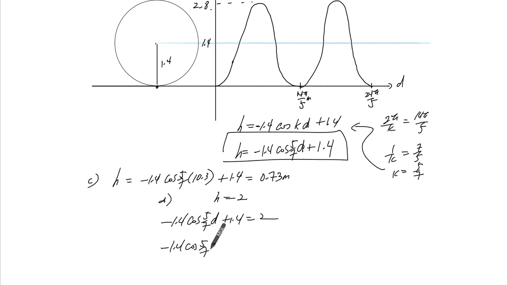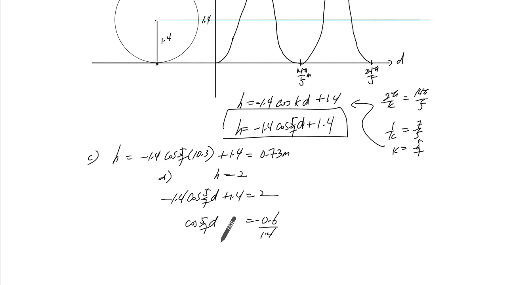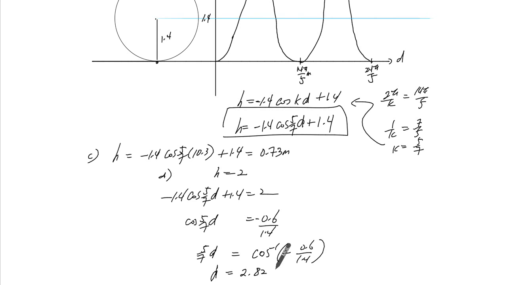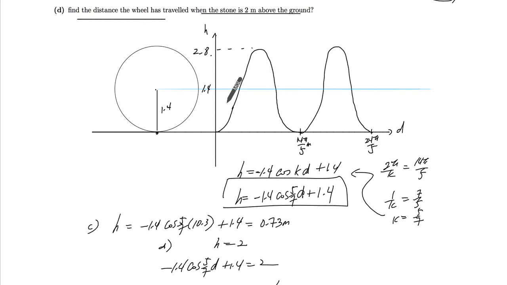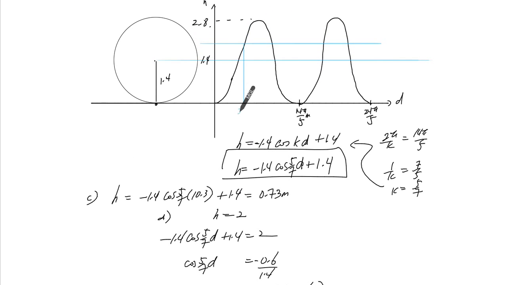So it's going to be 2 minus 1.4, which is 0.6. Let me just bring this over. So 5 over 7 d is going to be the cosine inverse of minus 0.6 over 1.4. And I get 2.82 meters. So when this is 2 meters, let's say it's about there, that first distance is 2.82.